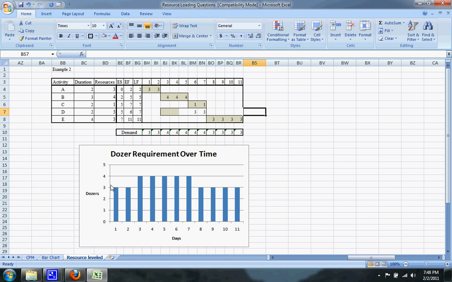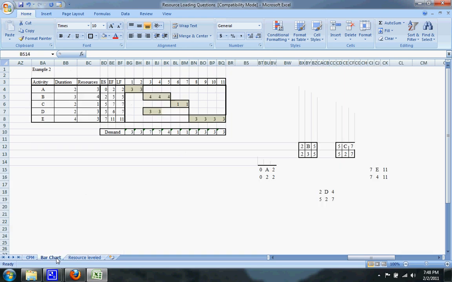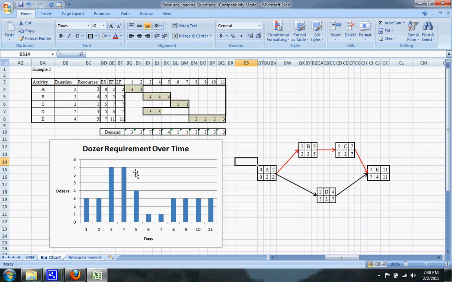And you can see that it makes it a lot more level. It means that the first 2 days you only have 3 dozers, and then you have to bring one in for the 3rd through the 7th days, and then you can get rid of one for the last 4 days of the project. And that's much easier than bringing in and shipping out dozers like this is set up right now. And that's how you resource level your project.